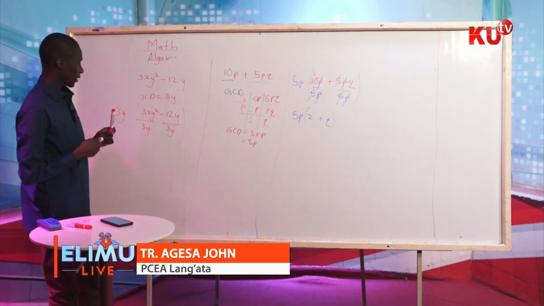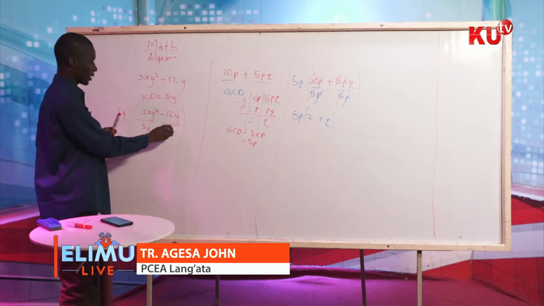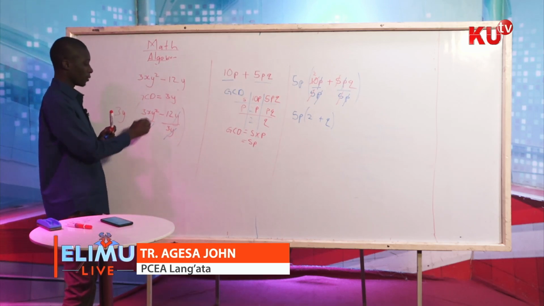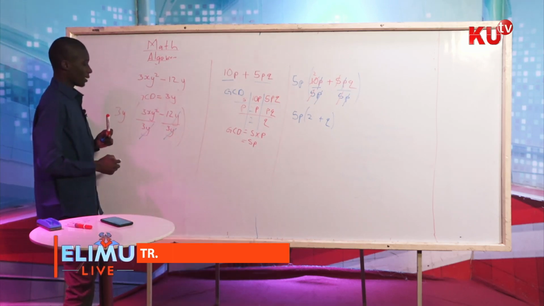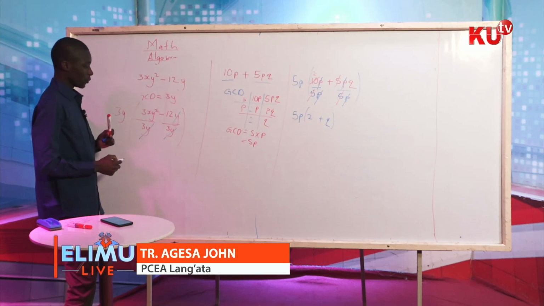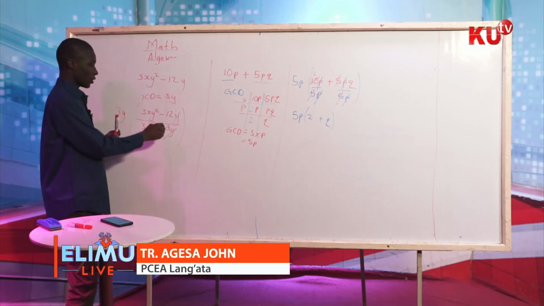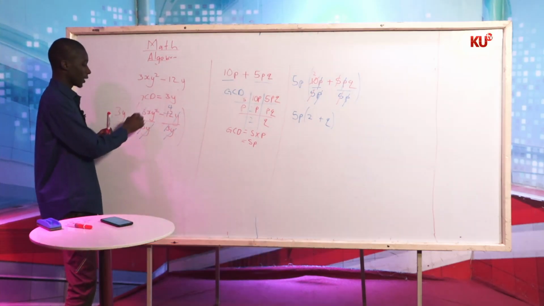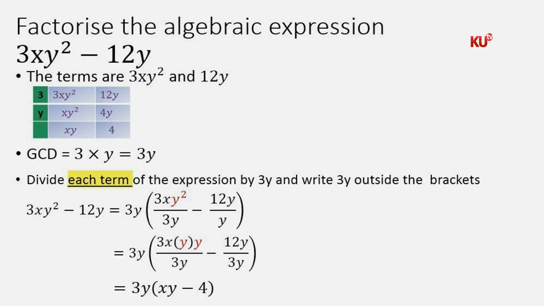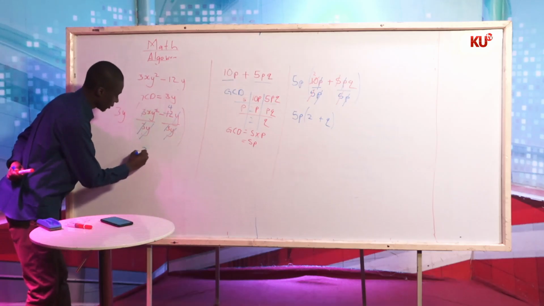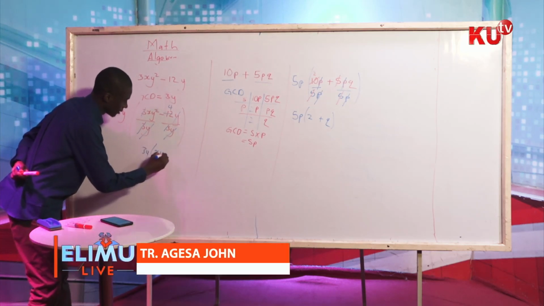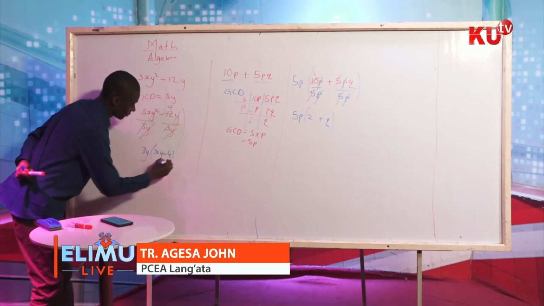Now I'm going to simplify the content inside the bracket, where the y will drop off the y. Also this y will now remove the y squared. Moving on to simplification of the numerical values, 3 will divide 12 four times, and this 3 will completely cancel off this 3, so that your final expression after simplification will be 3y into bracket xy minus 4.